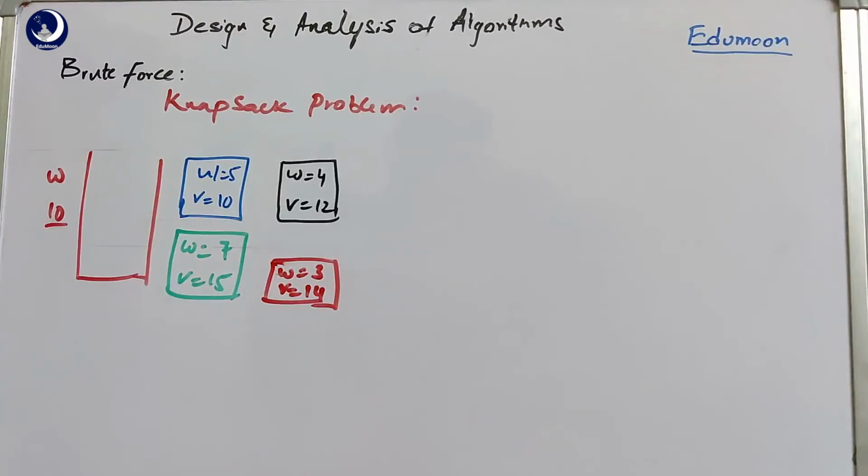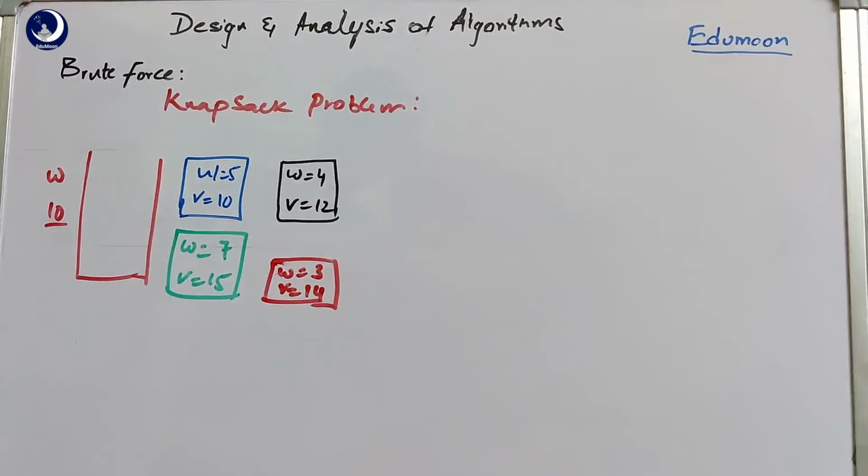Now our motto is that we need to add these items in the knapsack, or the bag, such that the total weight shouldn't exceed 10 and we should get the maximum profit. So here, like the subset problem, we try to generate the subsets. If you remember, if there are n items in the set, then we get 2 power n different combinations for the subset.